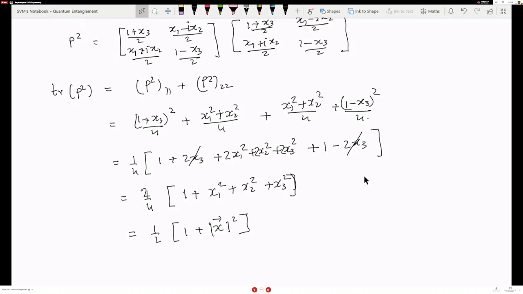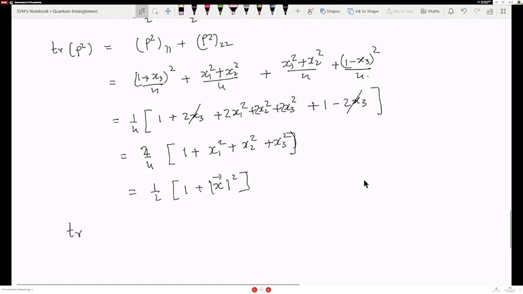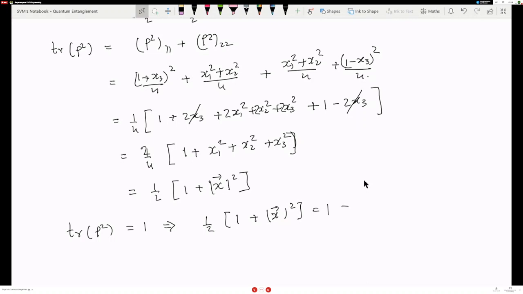Okay. Now, if we demand that trace of rho square is equal to 1, that implies half into 1 plus the magnitude of this vector square is equal to 1. That implies the modulus of that vector is equal to 1.